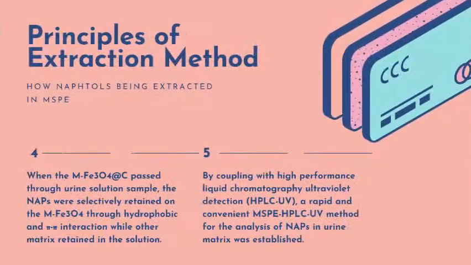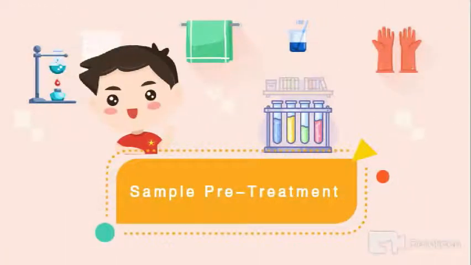When the magnetic graphitized carbon black is passed through the urine sample solution, the naphthols are selectively retained on the magnetic graphitized carbon black through hydrophobic and pi-pi interaction, while other matrix of urine remains in the solution. Lastly, by coupling with high-performance liquid chromatography ultraviolet detection, a rapid and convenient method for the analysis of naphthols in urine matrix was established. Next, let's watch the video for the pre-treatment of the urine sample.